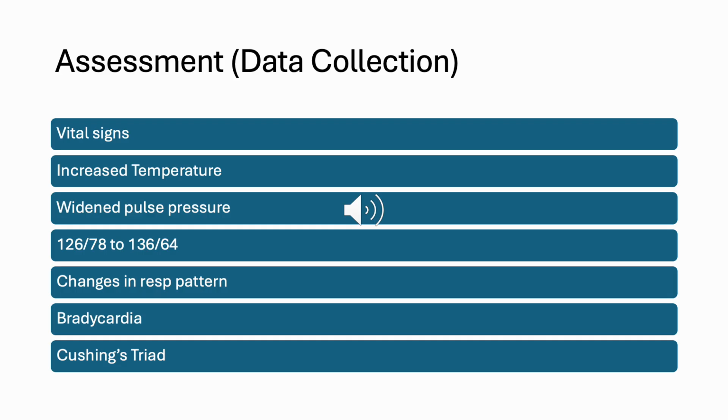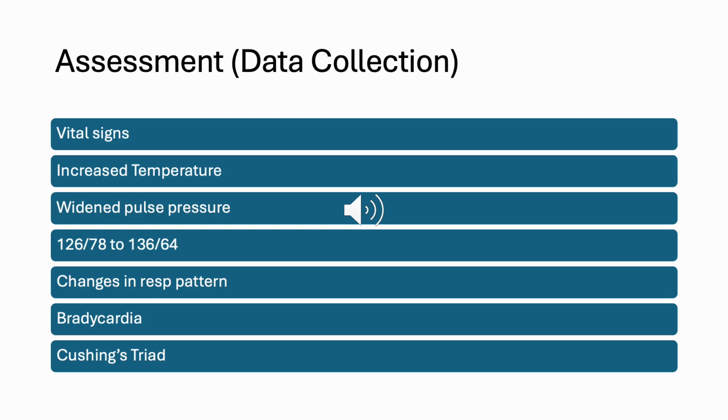For example, a pulse pressure is subtracting the diastolic from the systolic. So a blood pressure of 126 over 78 is going to give you a 48 pulse pressure, whereas a blood pressure of 136 over 64 is going to give you a pulse pressure of 72. So that's an example of a widened pulse pressure. The thing is, both of these blood pressures are not going to probably ruffle your feathers.